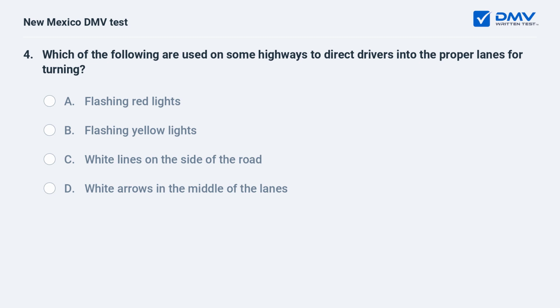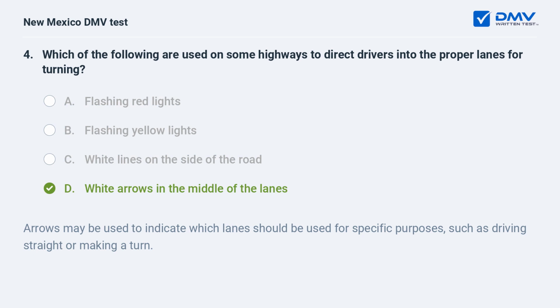Which of the following are used on some highways to direct drivers into the proper lanes for turning? A. Flashing red lights. B. Flashing yellow lights. C. White lines on the side of the road. D. White arrows in the middle of the lanes. D. White arrows in the middle of the lanes. Arrows may be used to indicate which lanes should be used for specific purposes, such as driving straight or making a turn.